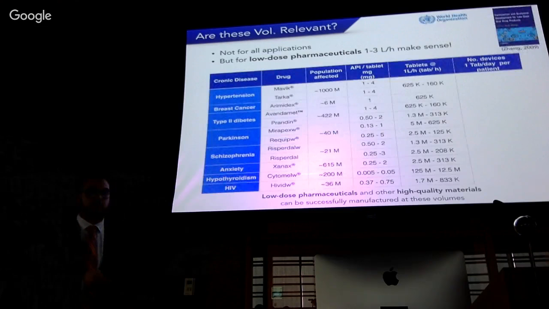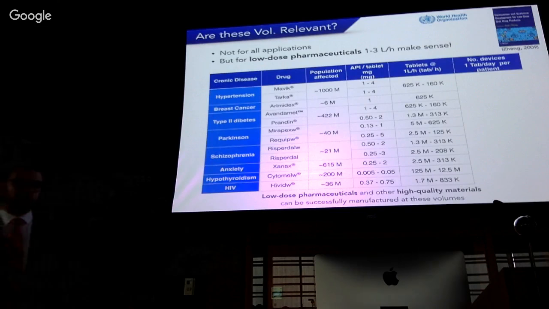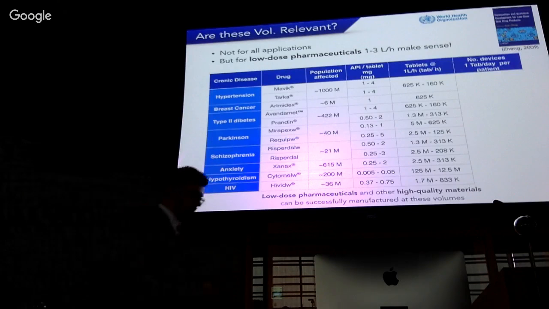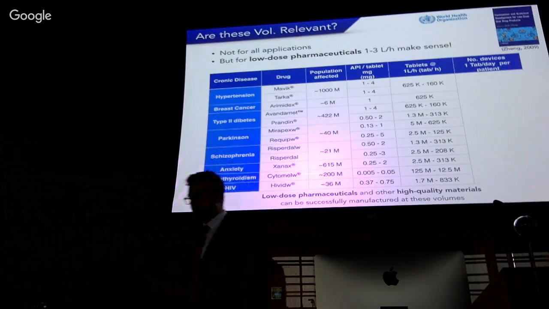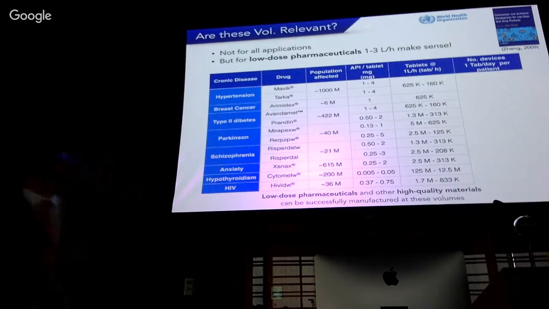I'll show you why. I made this table based on these two sources, the World Health Organization, who provide me the number of people affected by these diseases. These diseases are chronic diseases, so you have to consume pharmaceuticals continuously. And then in this book that discusses low-dose drug formulation, we get the name of all these commercial drugs.